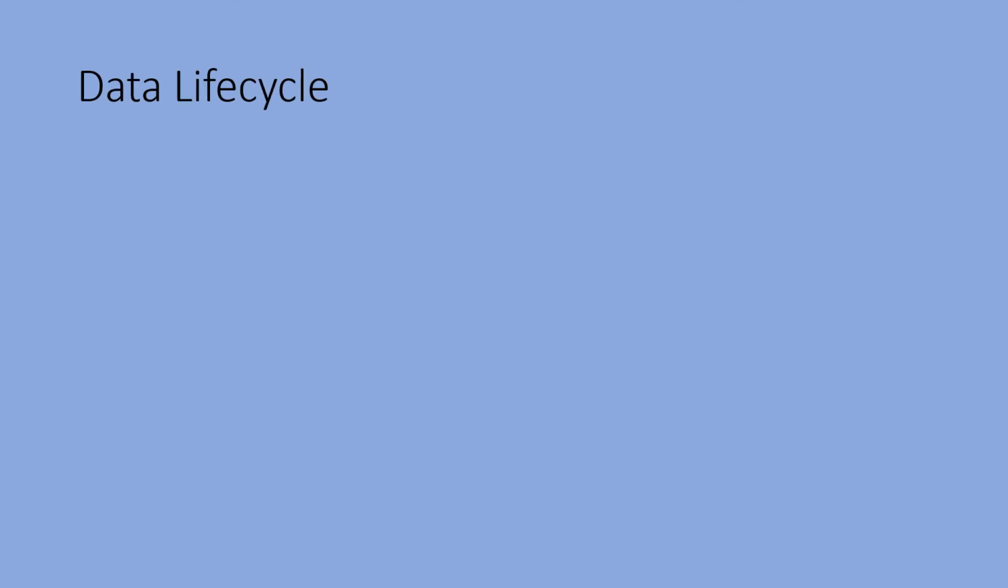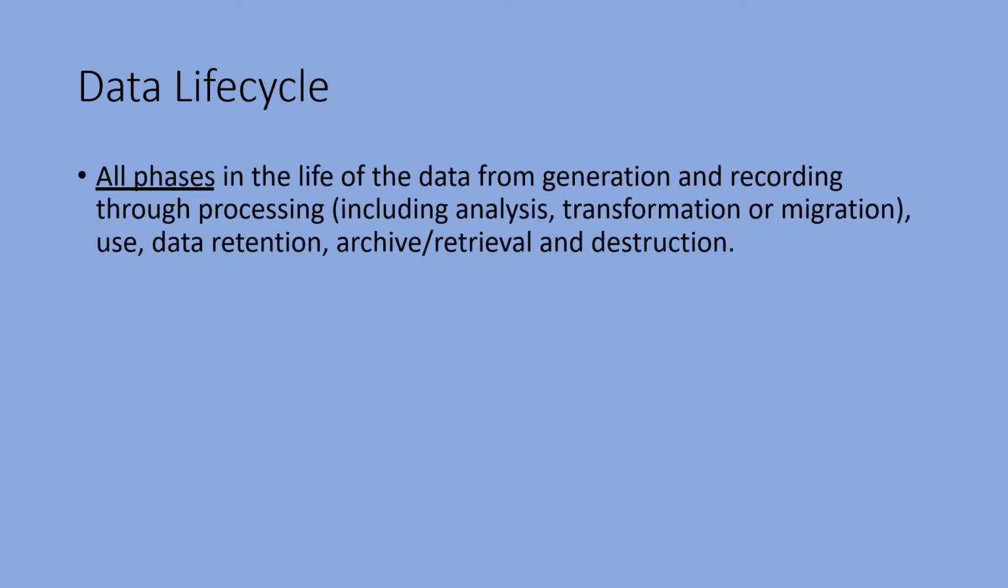Let us see what is data lifecycle. All phases in the life of the data from generation and recording through processing, including analysis, transformation or migration, use, data retention, archive, retrieval and destruction. It is start to finish of all data for analysis and evaluation of the product quality. From data generation till the destruction after the archival period is completed is considered as data life cycle.